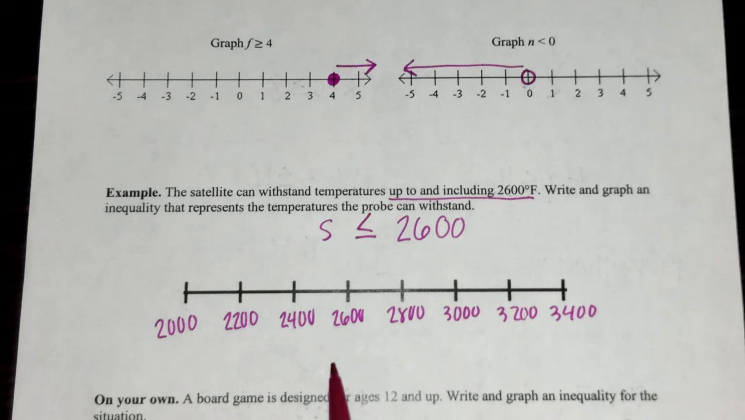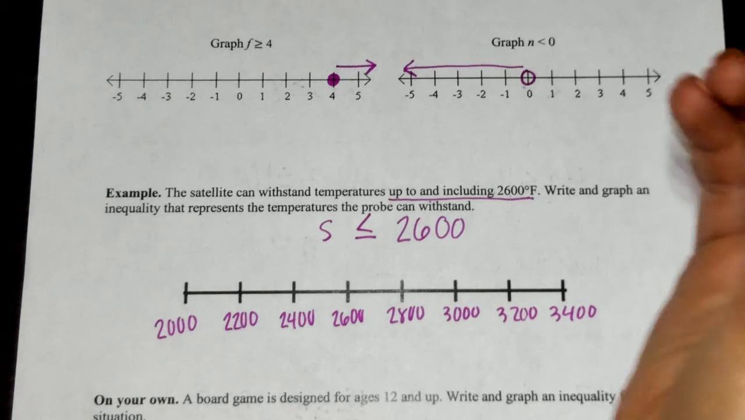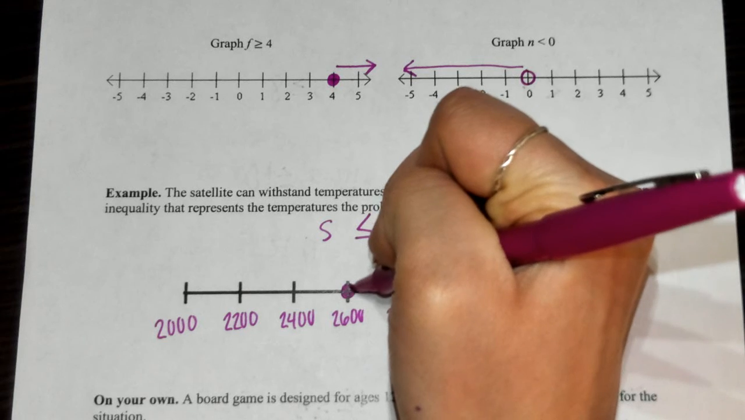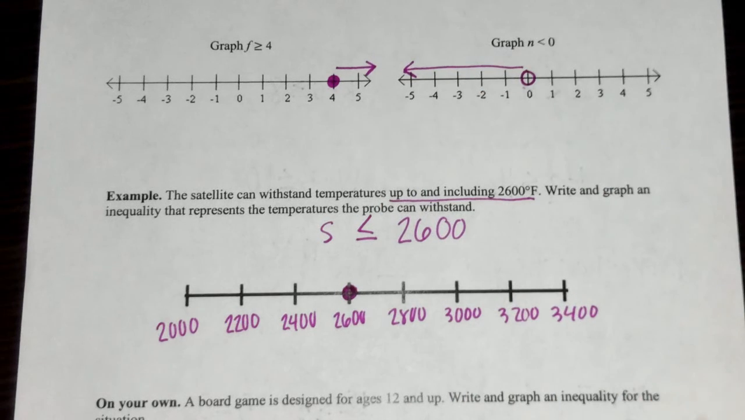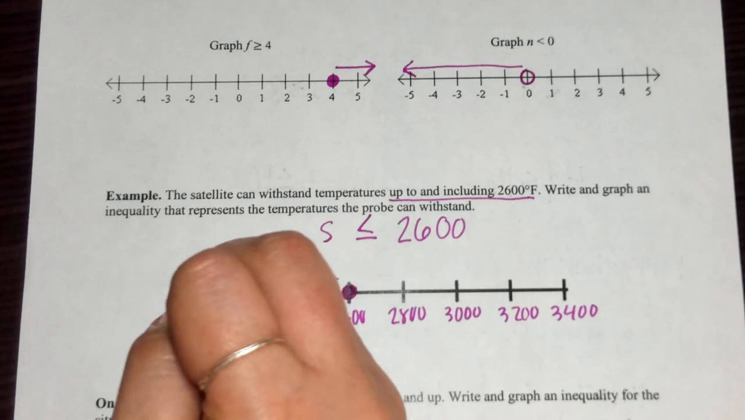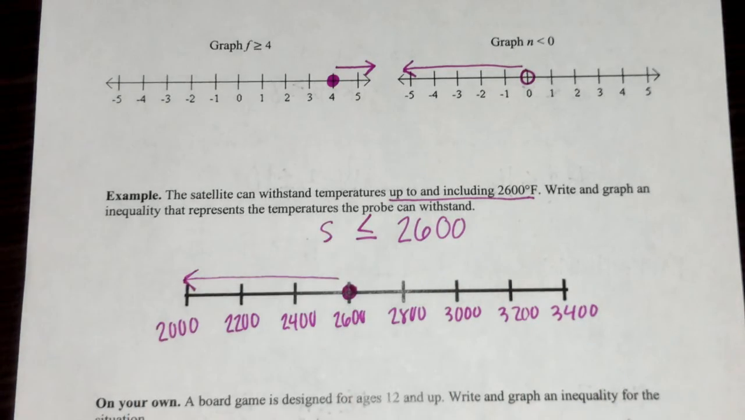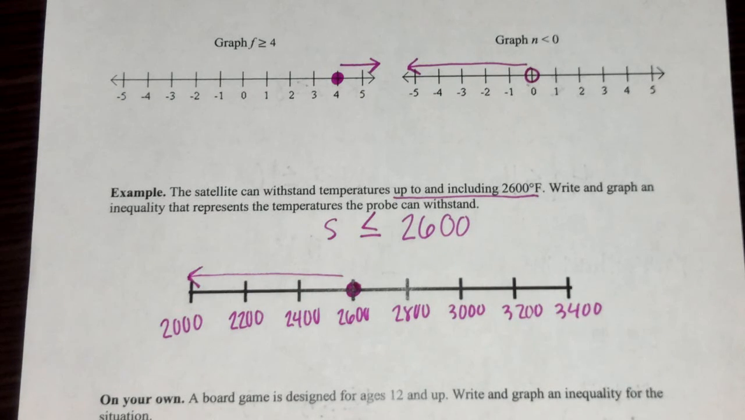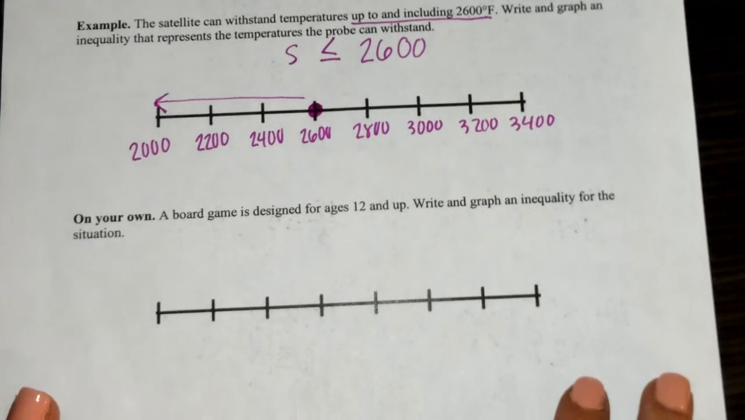Okay. Am I going to have a closed or open circle on 2,600, Dalton? That will be closed. Why is it closed? Because it has the line underneath, so it's going to be closed. Okay. Is it going to go to the left or the right? Kasara, is it going to go to the left or the right? Left. Because it's any number less than or equal to 2,600. Okay. And that's all we're doing on that one.